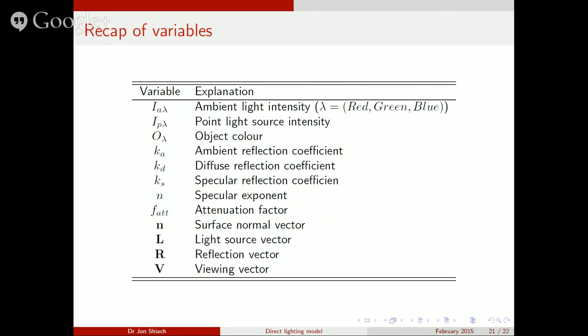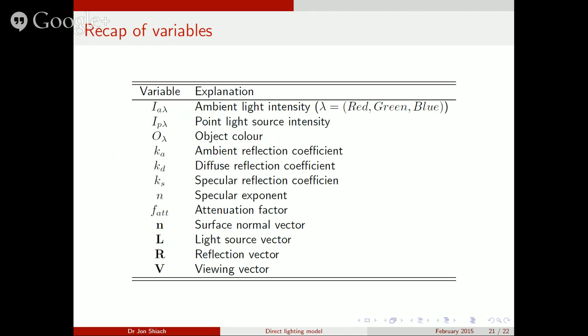Just to recap, lots of variables. Probably these are things you just have to remember, really. But if you remember that I is intensity, K is your coefficient, FATT is attenuation, and you've got your vectors N, L, R, and V. So it is a lot to remember, but they make sense.